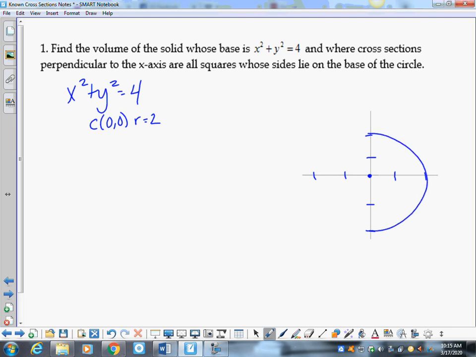Let's see if I can draw this so it does not look like a potato. There we go. It's not bad. Okay, so there's my base. There's my two-dimensional shape where everything's going to lay on. Okay, so now my cross sections are perpendicular to the x-axis. Well, this is the x-axis, and I'm going to go perpendicular to that, so my cross sections are going to go this way. So that's where the shape is going to lie.